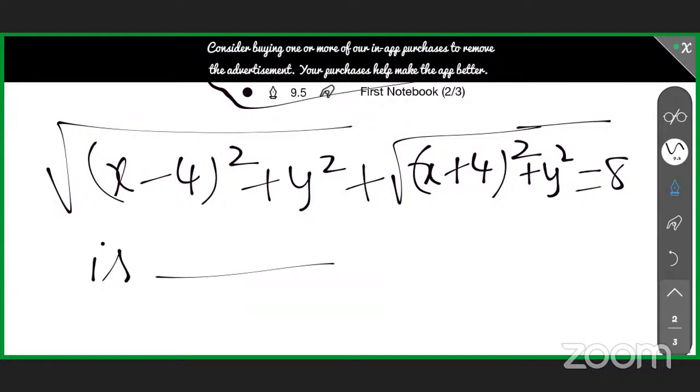A is 4 comma 0. No, I want directly the last answer. My question is simple. The locus of point P satisfying this equation is of what? Is it a circle, or an ellipse, or a hyperbola, or a parabola, or a straight line, or parallel lines, or intersecting lines? Or is it an imaginary circle? So I want that answer. Once you give that answer, then I'll ask other things.